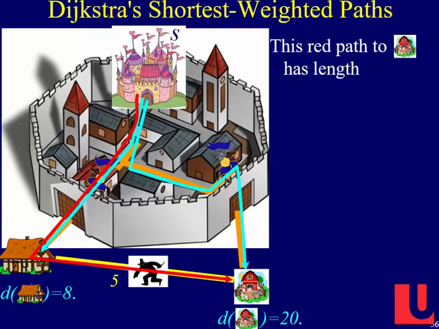All right, so now, what's this path to the barn? What's the length of this path? 8 plus 5 is 13, right? But it's better than this, right? Why is that? So 20, what is 20? The weight of the shortest handled path. Is this a handled path? No, right?